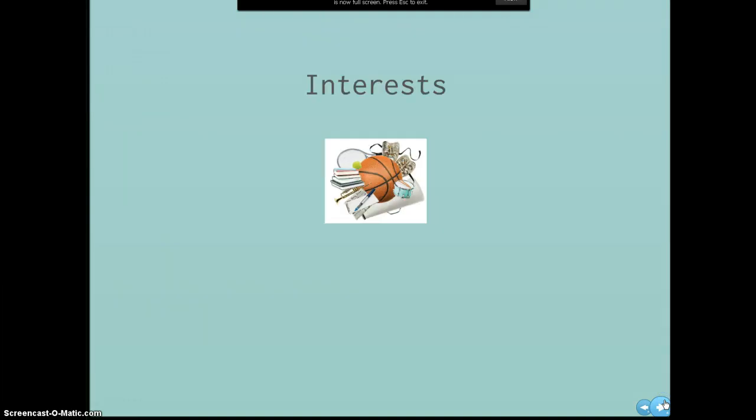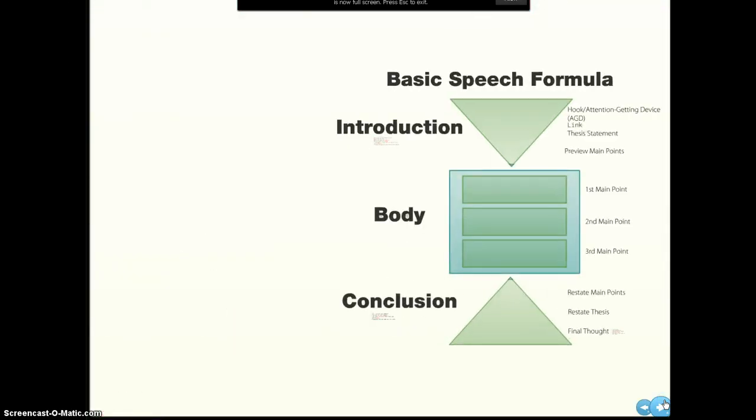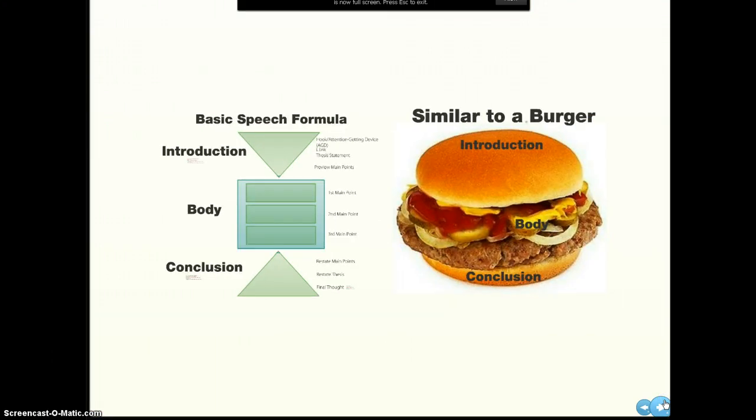Now that we've come up with speech topics, let's go ahead and talk about actually how to organize the actual speech itself. Here's a basic speech formula. A lot of times we compare a speech to a hamburger. If you notice a hamburger, there's 3 parts to it. There's a top bun, the middle, the meat and its fillings, and the bottom bun.